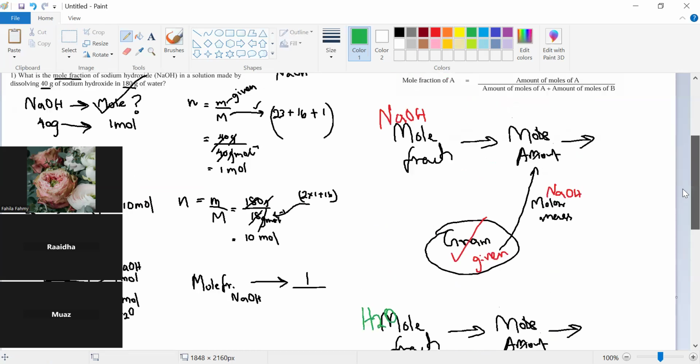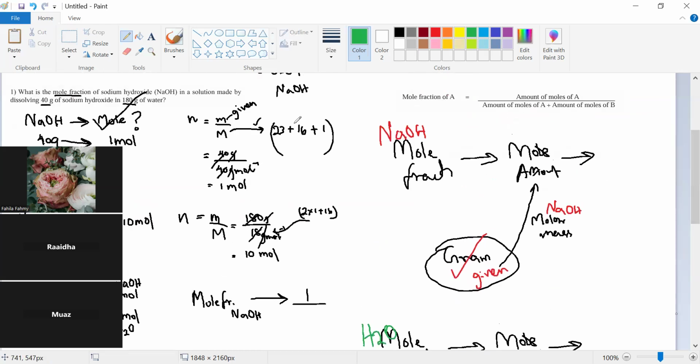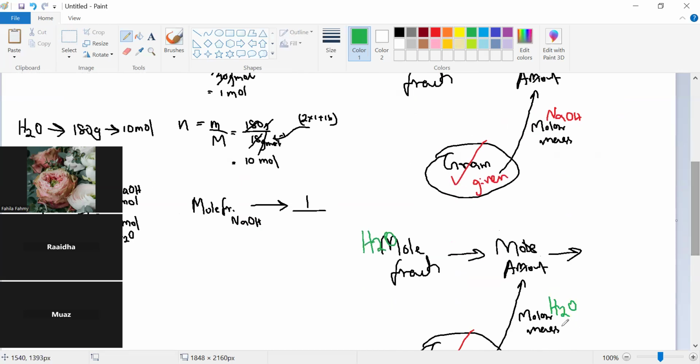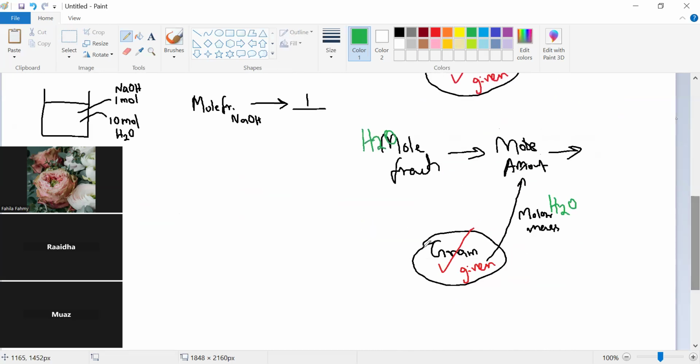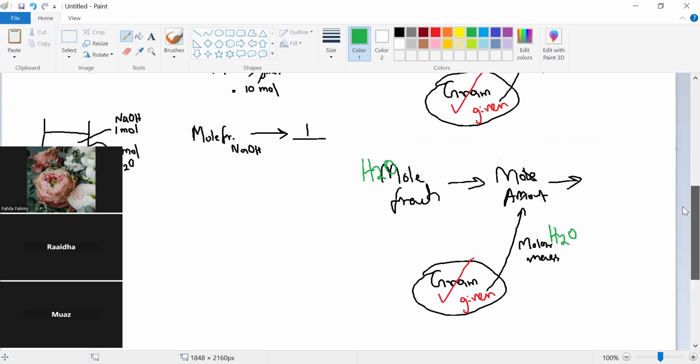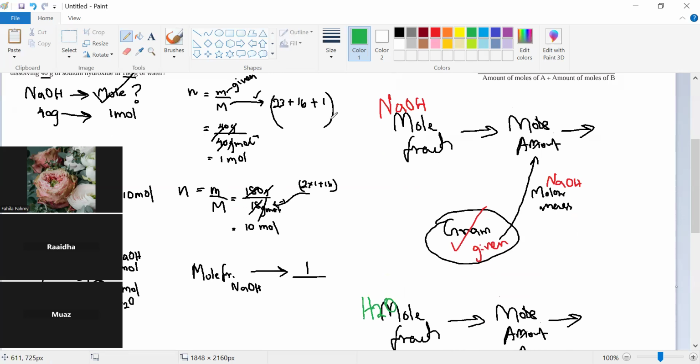So that is what we have done here. This 23 plus 16 is this, and this 18 is water's molar mass. In order to get this, I divide this by this to get this. So that is what has happened here. Does this make sense? This is red and this is green. Okay, H2O mole number. Now you tell me the mole fraction of sodium.